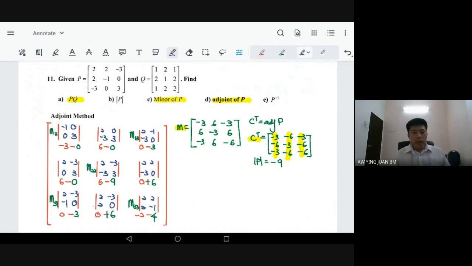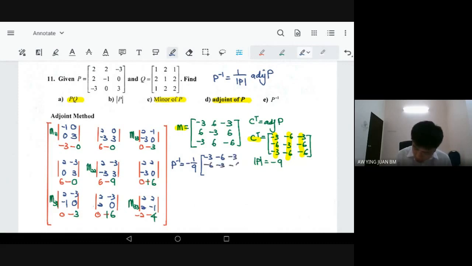Now we are going to discuss the P inverse. Basically the formula for P inverse, or the inverse of P, is equal to 1 over the determinant of P multiplied with the adjoint of P. So that is the formula. In here, the P inverse is equal to negative 1 over 9 multiplied with the C transpose, which is negative 3, negative 6, negative 3, negative 6, negative 3, negative 6, negative 3, negative 6, and negative 6.